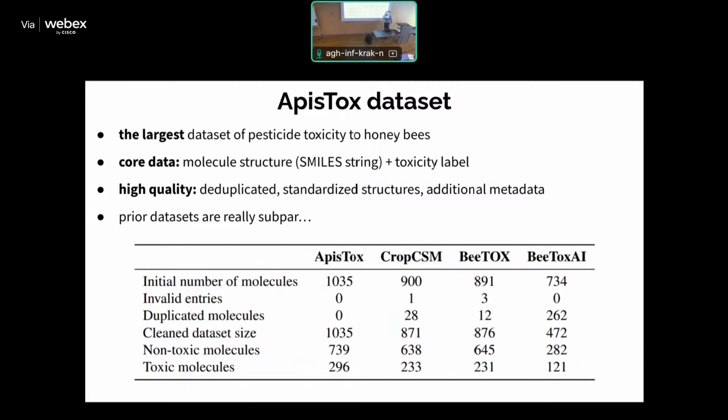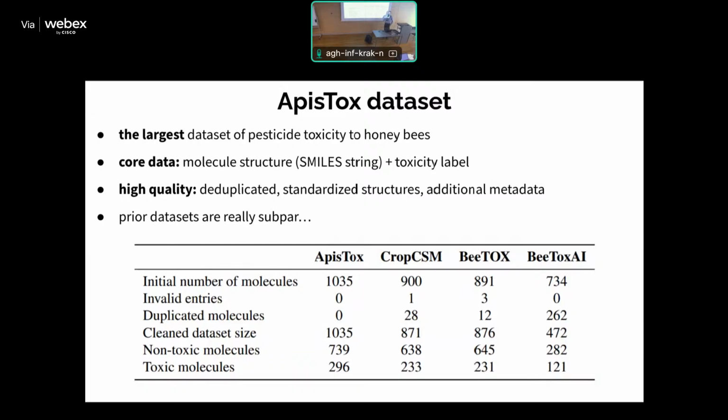And as you can see on the slide, actually the number of molecules is not that large. API-STOCKS is over 1,000 molecules, and this is all we have. Right? In terms of machine learning, it's not a lot, 1,000 data points, because each molecule has another data point for prediction. So the core data is the molecular structure written as a SMILES string.